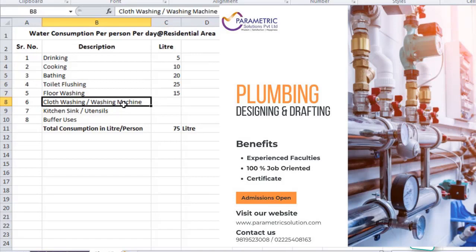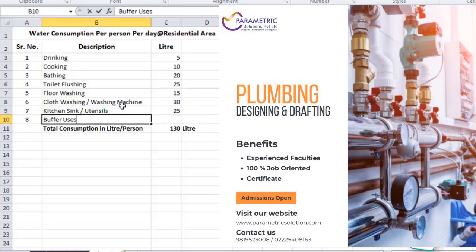For cloth washing, or if there is a washing machine, fully automatic or semi-automatic, there will be 30 liter of water used. If it is a kitchen sink or the utensils, that will be 20 liter or 25 liter of water we are generally using. Buffer use, or I will say the safety factor, that will be 10 liter. So the total consumption in liter per person is 140 liter.